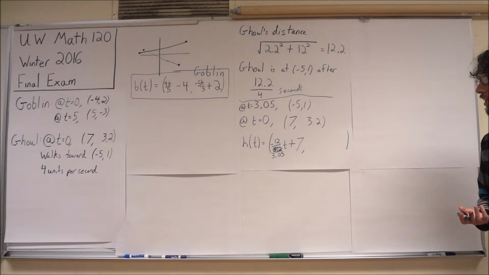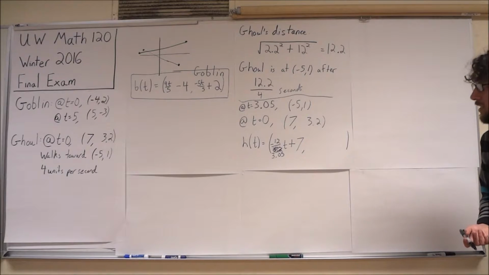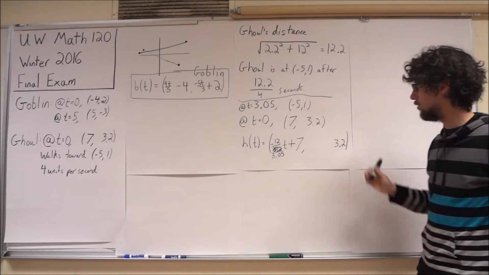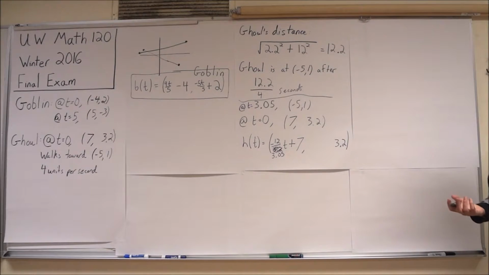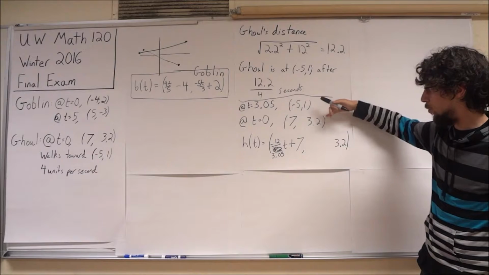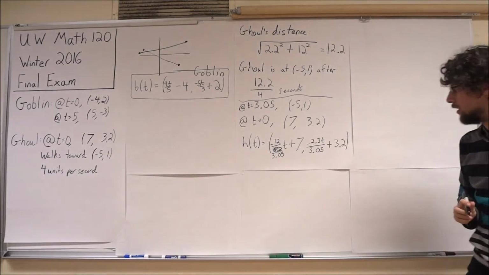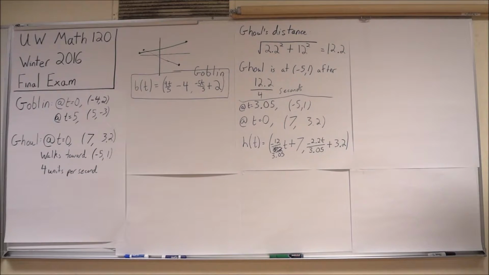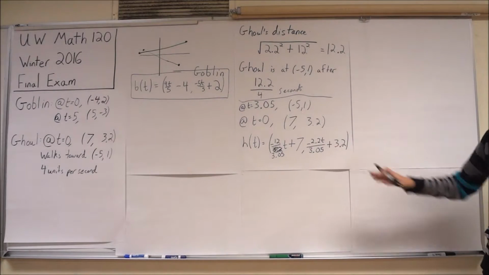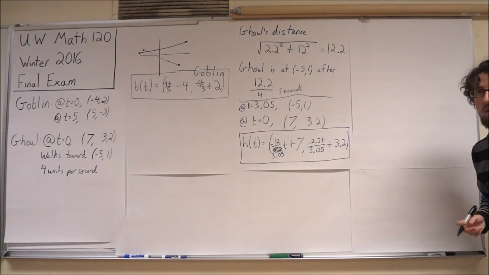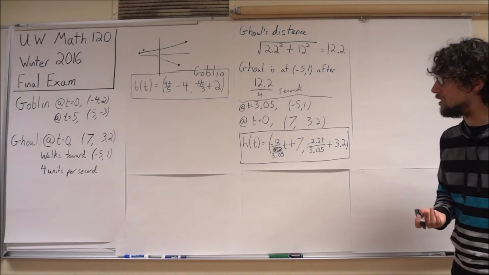Now I'll do the same sort of thing for the y coordinate. At t equals 0, the y coordinate is 3.2. And now I want the y coordinate to decrease by 2.2. This should behave nicely. Now when t equals 0, I get a y coordinate of 3.2, and when t equals 3.05, I get a y coordinate of 1. So these are solutions to parts A and B.